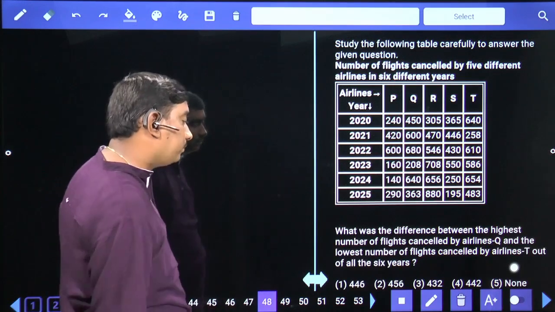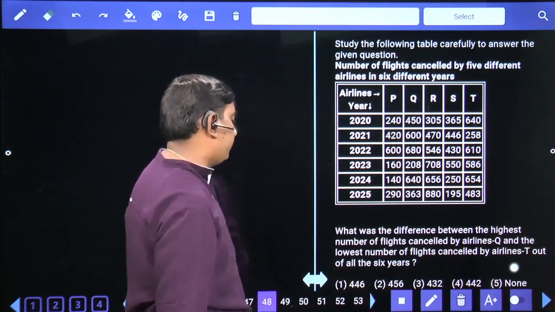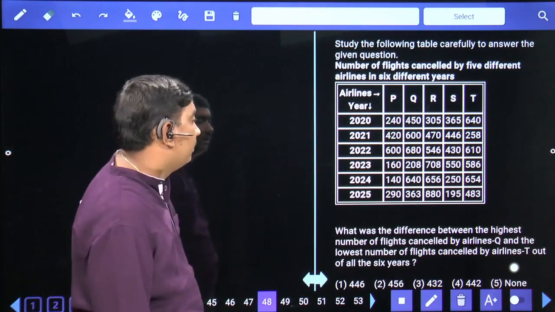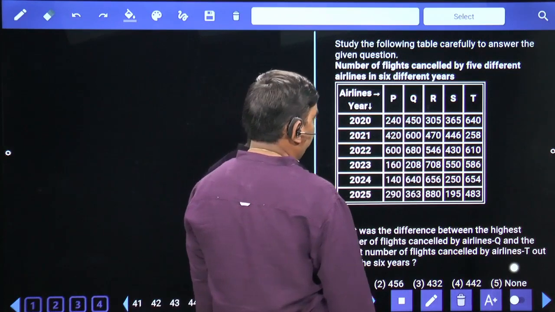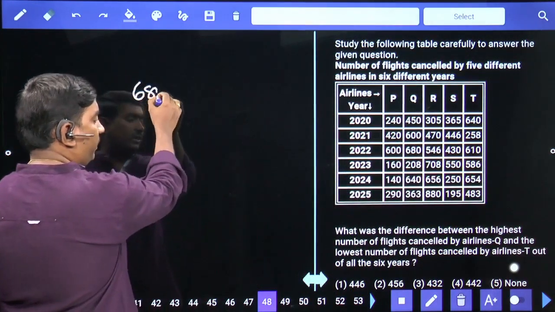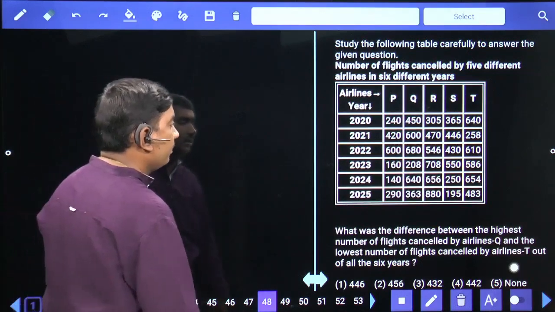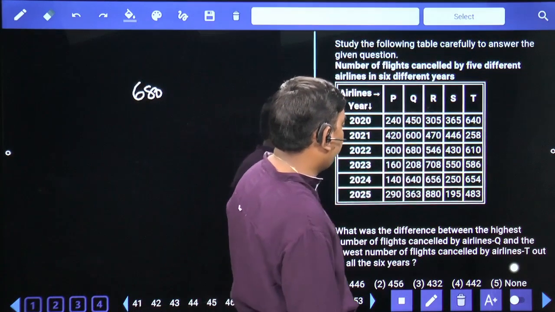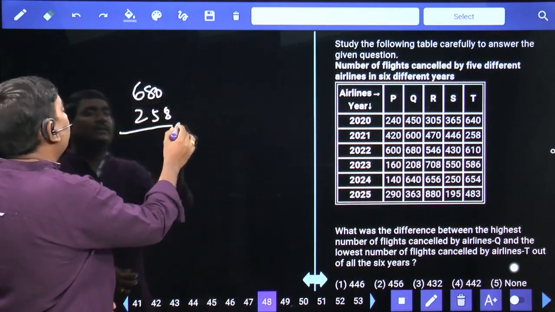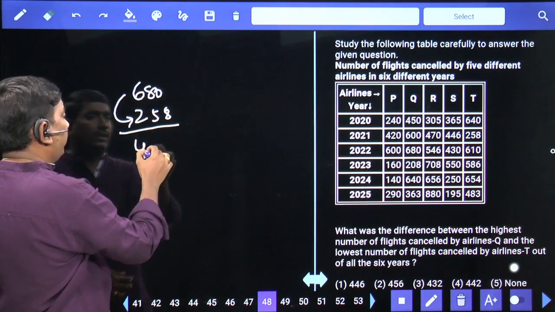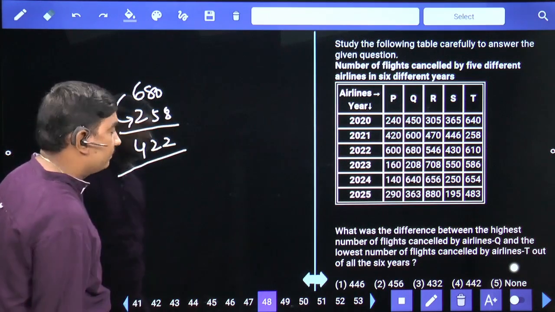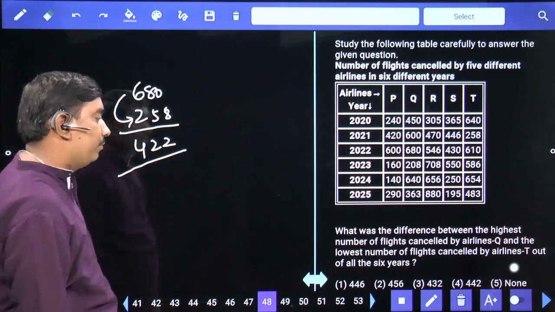Next, what was the difference between the highest number of flights cancelled by airline Q, airline Q, highest number of flights cancelled are 680, and the lowest number of flights cancelled by airline T. Airline T, the lowest number of flights cancelled was 258 among all the 6 years. 600 minus 200, 400. 80 minus 58 means 22. 422 is your answer. 422, none of these.